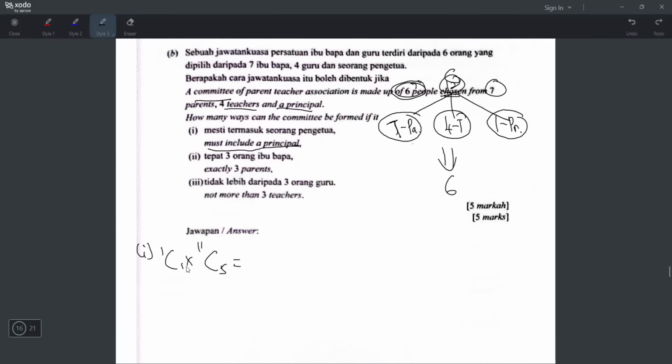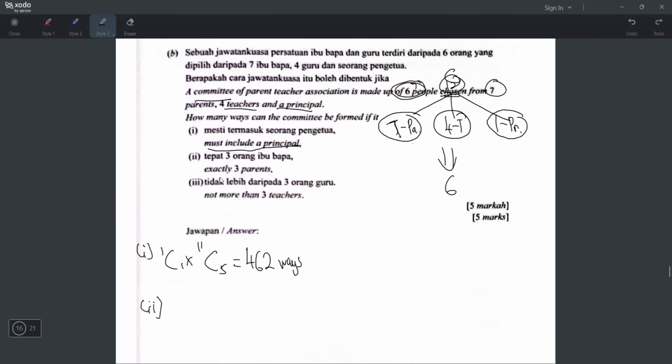Then you can form the committee, because it's already 6 here. You choose 1 here, you choose 5 here, total 6 already. So you press the calculator, you get 462. That's the answer. So 462 ways. The number of ways to form it is 462 ways, if it must include one principal.